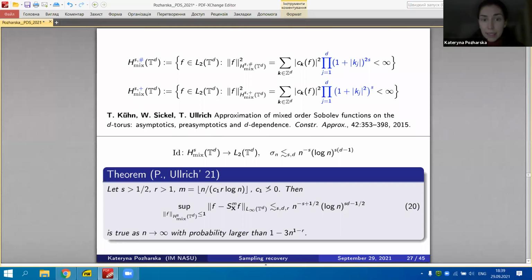And this estimate for Kolmogorov widths and sampling numbers was obtained long ago by Mityagin and Babenko, in the 1960s. And they got the bound for Kolmogorov widths. So if we talk about asymptotics, we don't track this d dependence and the dependence on the smoothness parameter r and s, then we can use this asymptotic result. And for both classes, we get the estimate 20. It holds with high probability for these random points.